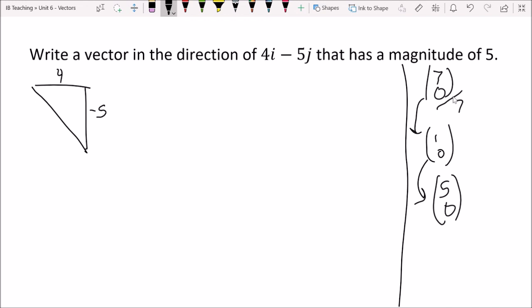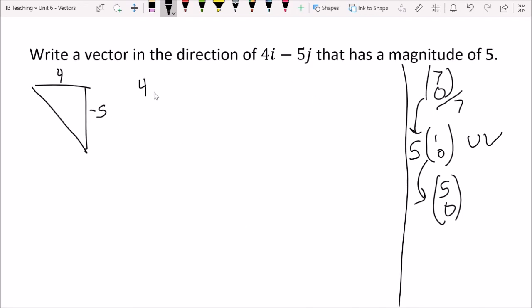So here, we divided by 7 to get from the first vector to a unit vector. I'm going to make a note, that's a unit vector. How would I get from the unit vector down to my desired magnitude vector, in this case 5? Well, you could just multiply the whole thing by 5. 5 times 1 is 5. 5 times 0 is 0. That works. So that's what we're going to do here. Okay, that's the process I'm going to walk through.